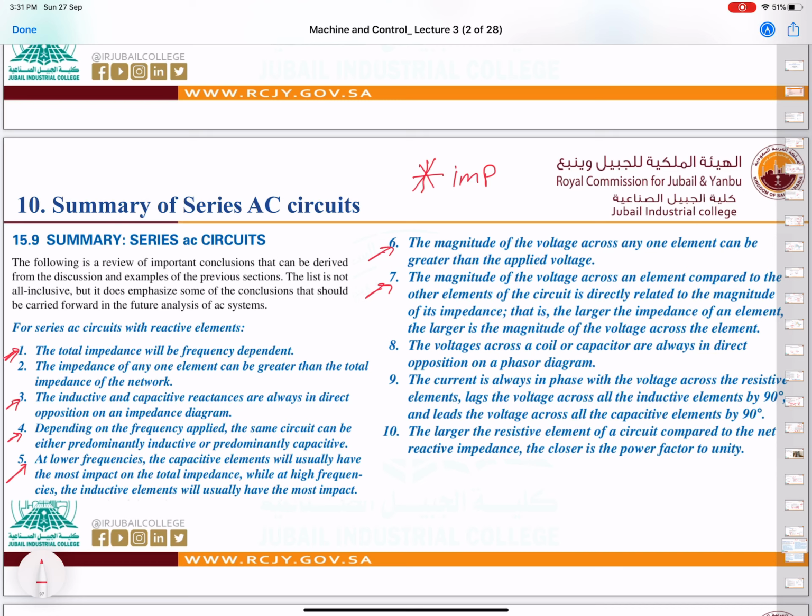Okay. Now for number 8, the voltages across a coil or capacitor, coil means inductor, are always in direct opposition on a phasor diagram. Of course, they are opposite to each other on the phasor diagram. Now, the current is always in phase with the voltage across the resistive element, lags the voltage across the inductive element by 90 degrees, and leads the voltage across the capacitive element by 90 degrees, which we already know.